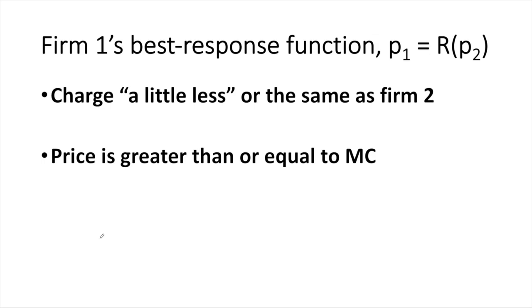We can use firm 1's residual demand curve from the last slide to think about its best response function. And in the Bertrand Duopoly model, the best response function for firm 1 is that the price set by firm 1 is some function of the price set by firm 2. Given the residual demand curve faced by firm 1, it wants to charge a little less or the same amount as firm 2, as long as the price is greater than or equal to firm 1's marginal cost of production.